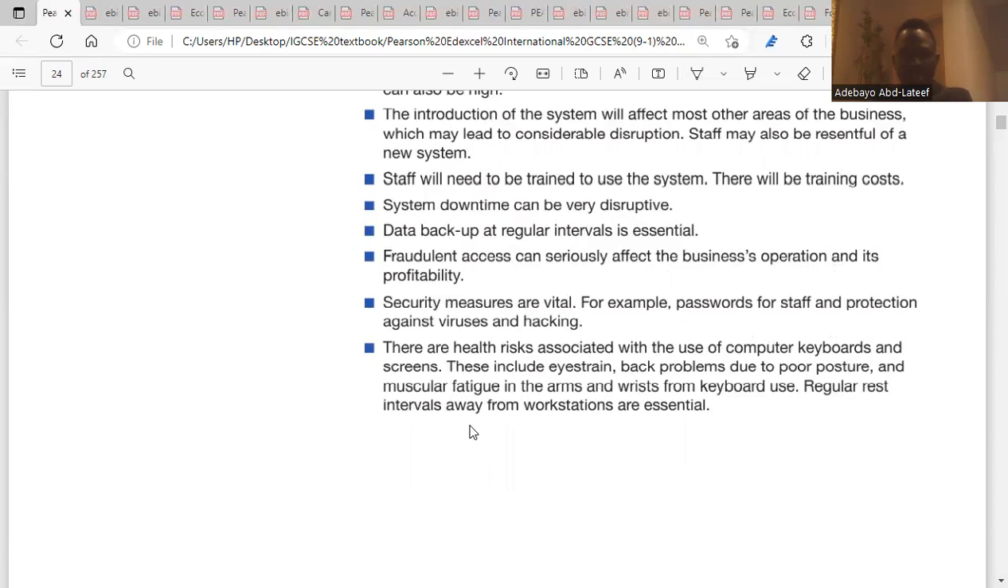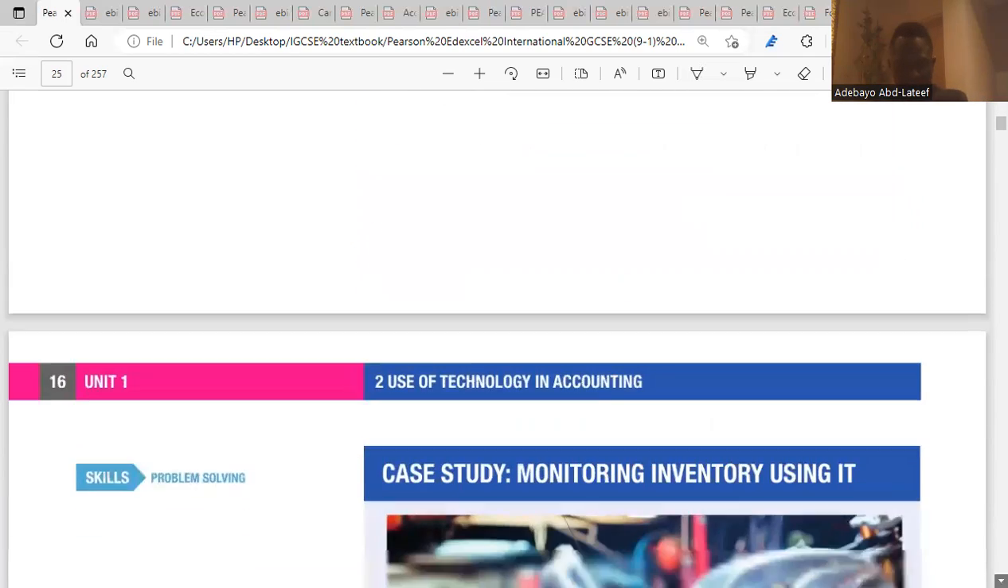There are health risks associated with the use of computer keyboards and screens. Eye problems, back pain, and the rest are attached to using the system. Even papers, yes, but we're talking about using the computer system. With papers you might have problems writing, and the same goes for the computer.